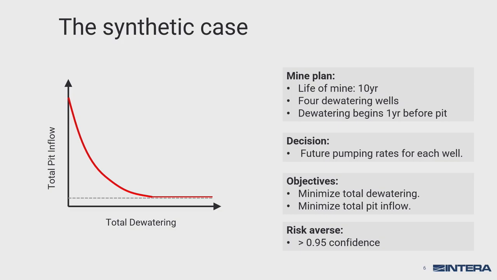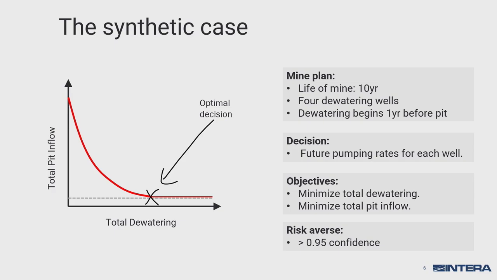Do we need to keep going so that we can minimize the amount of water that will flow into our pit? But we also want to save money. We don't want to pump too much. So we want to be right at this point of the decision curve, or the trade-off curve, at which we are keeping the pit inflow as minimum as possible, but also not pumping any more than we need.